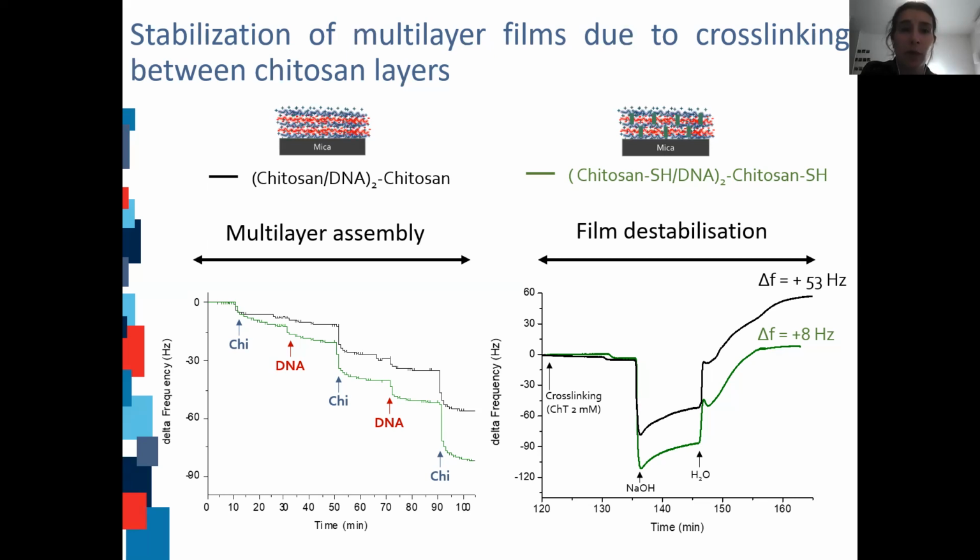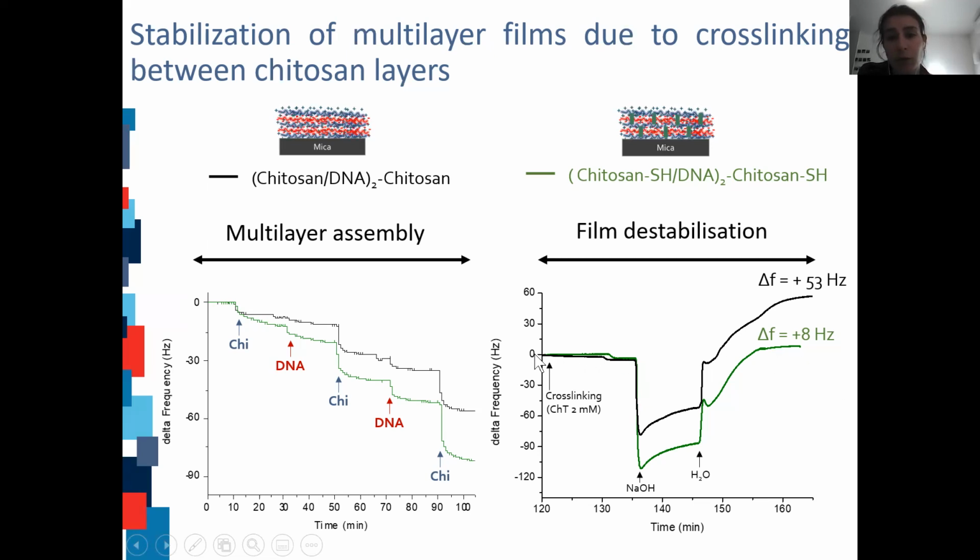So when we are building up the film, one film is with chitosan and DNA, and the other one is with thiolated chitosan and DNA. So we could follow the construction of the film. Then these films were reticulated, and we put them in a medium where they are destabilized. On one side, we can see that the film with the chitosan that was used as a control has a strong loss of material, because the frequency is increasing, and this frequency is actually going back to the original frequency before building up the film. It means that the whole film was destabilized.